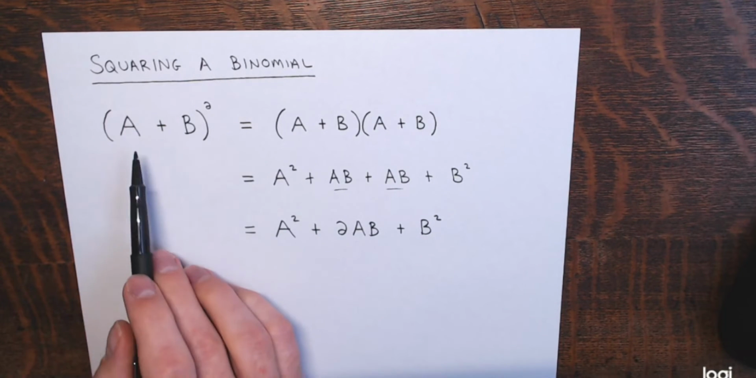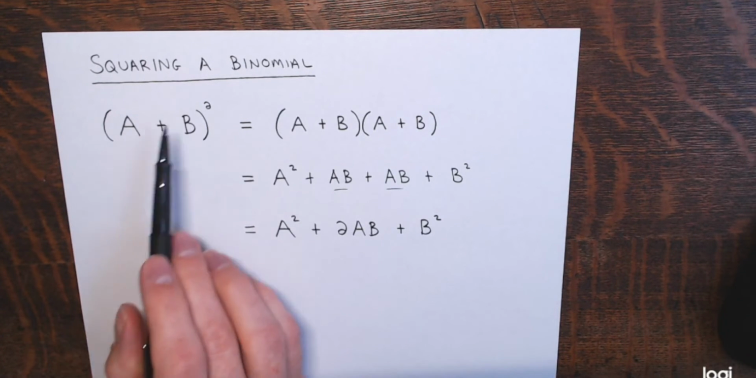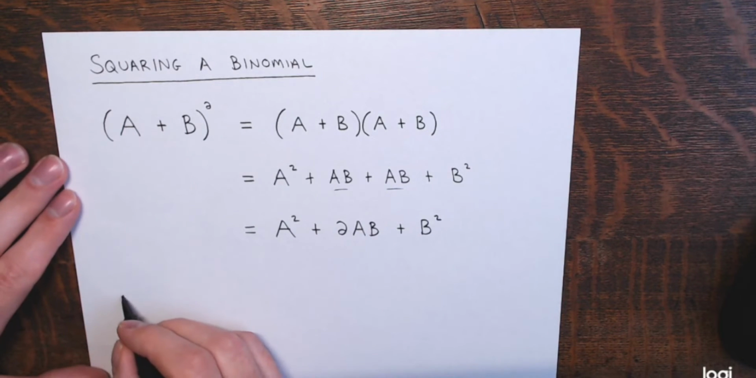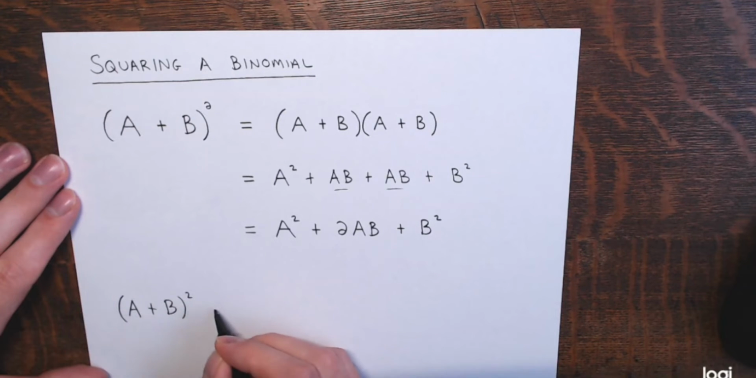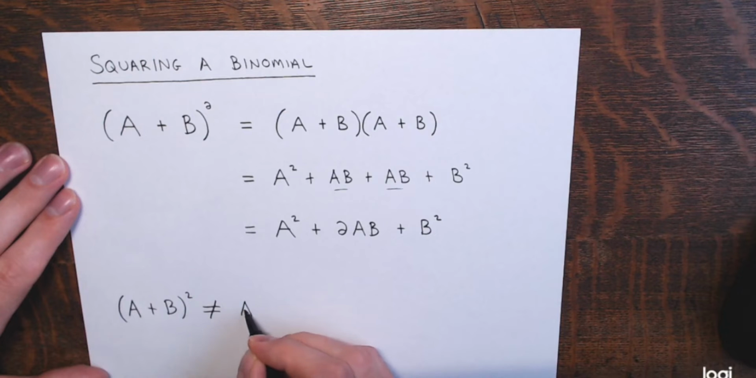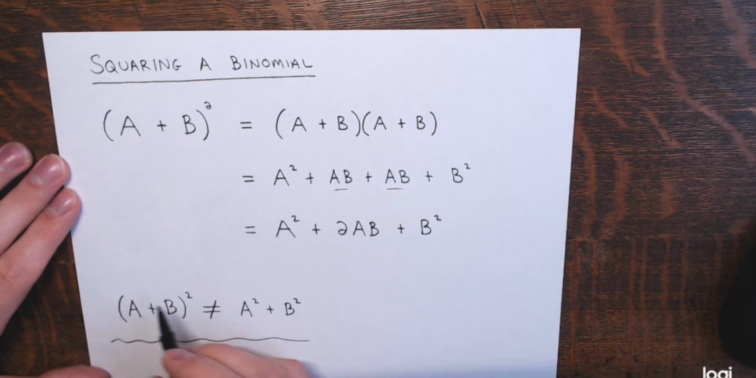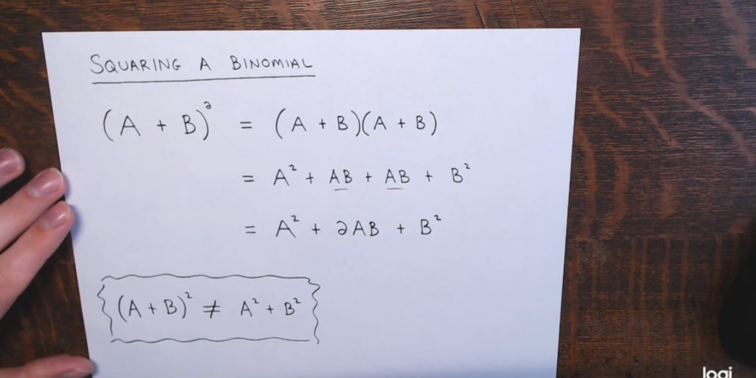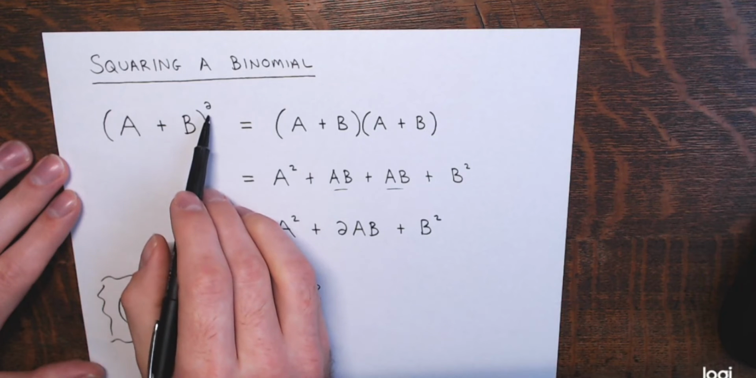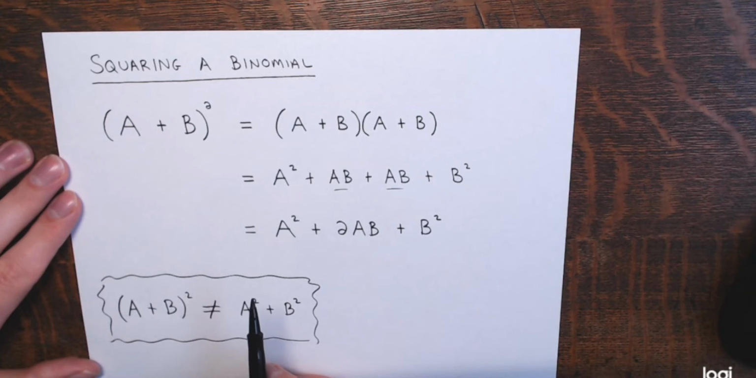So when you have a binomial to the second power, don't distribute powers. Please understand that this is not true. A plus b to the second power is not a squared plus b squared. Too many people make this mistake. Do not distribute the powers. You can't distribute powers. A plus b squared is a squared plus 2ab plus b squared. So there's that 2ab term in the middle.